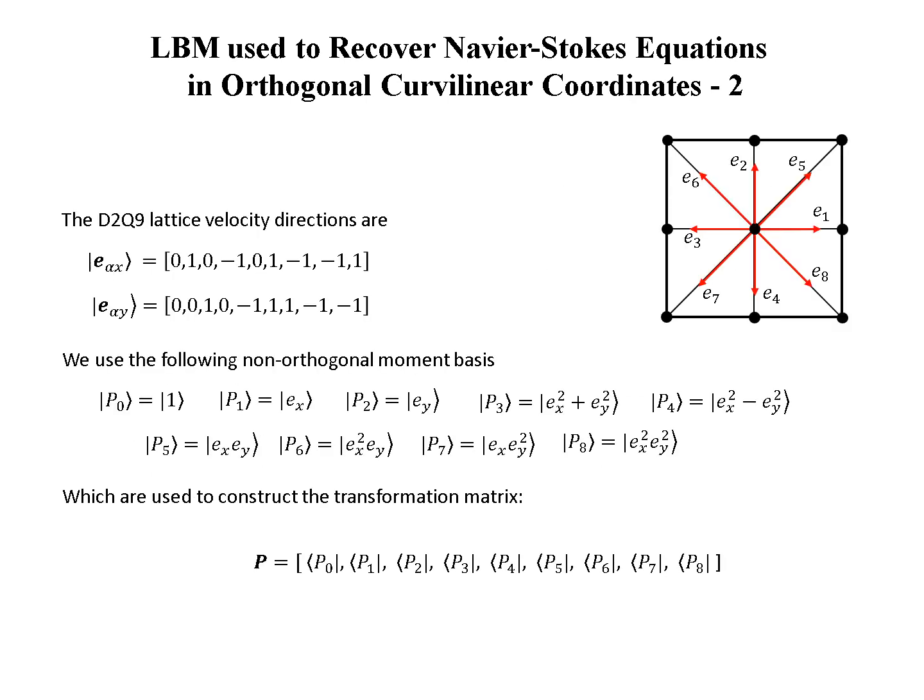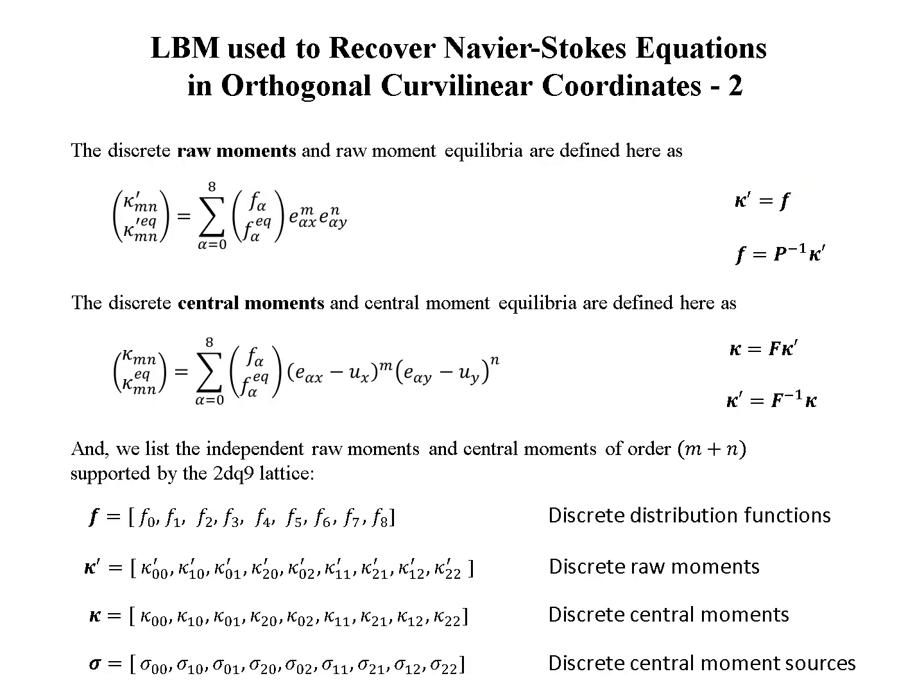To construct our lattice-Boltzmann method, we discretize along a D2Q9 lattice so that we have 9 velocity directions. Using those directions, we construct a non-orthogonal moment basis, which is used to transform into moment space. Then we define the discrete raw moments and the discrete central moments of order m plus n, allowing us to map between distribution function, raw moments, and central moments.